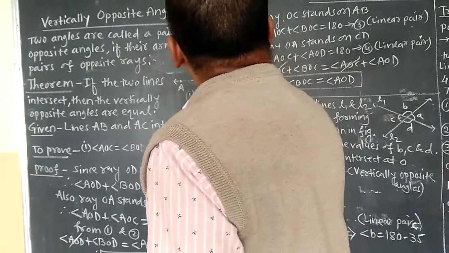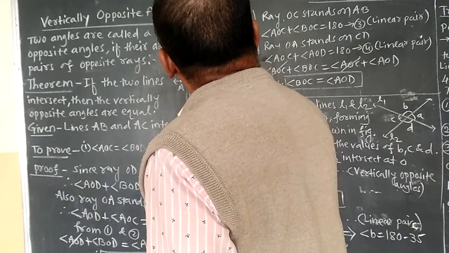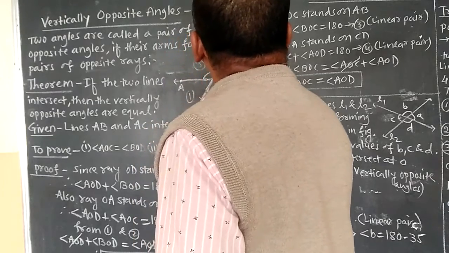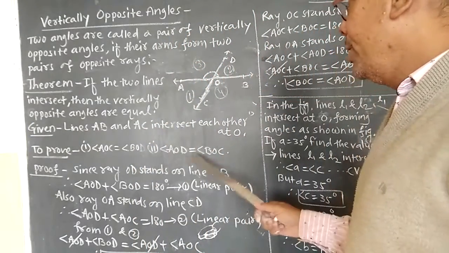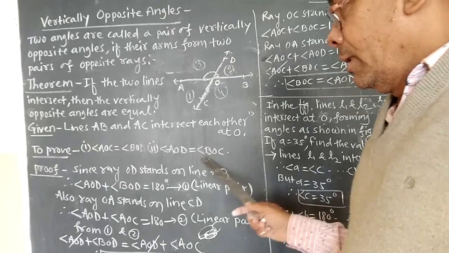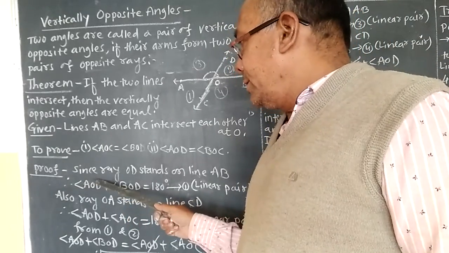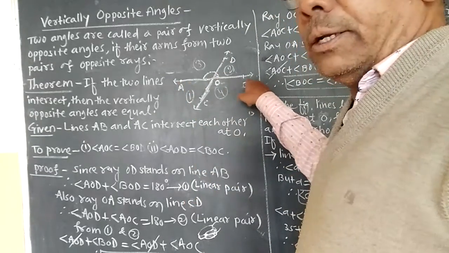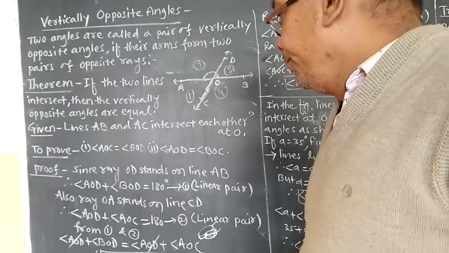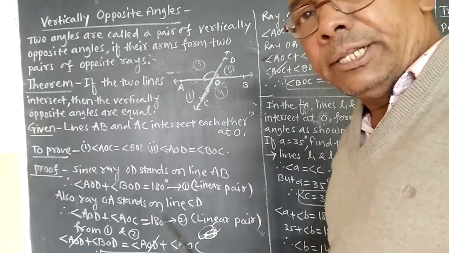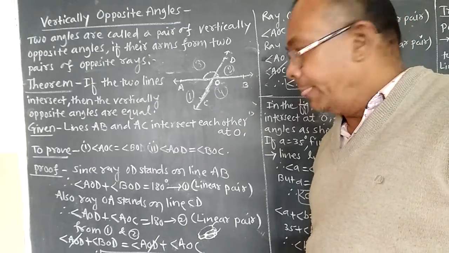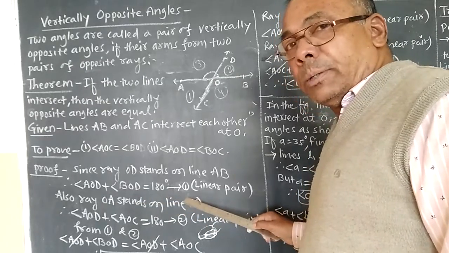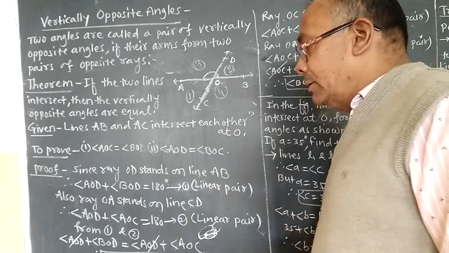Similarly, angle AOD is equal to angle BOC. So let us see the proof. Since ray OD stands on line AB, two angles are formed which are a linear pair, means the sum of these two angles is 180 degrees. So angle AOD plus angle BOD is equal to 180 degrees. Equation number 1, and the reason is linear pair of angles.